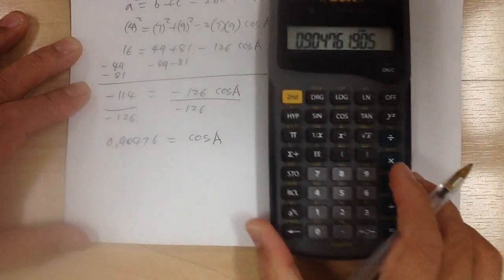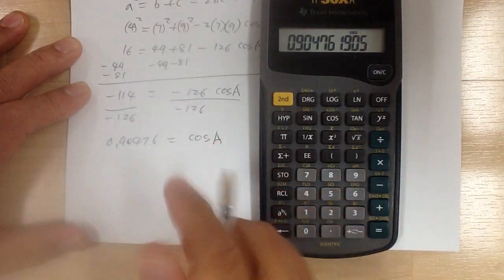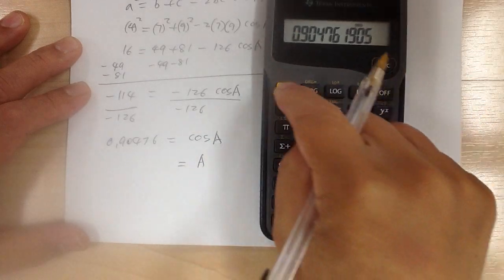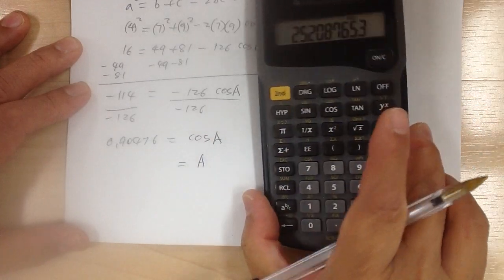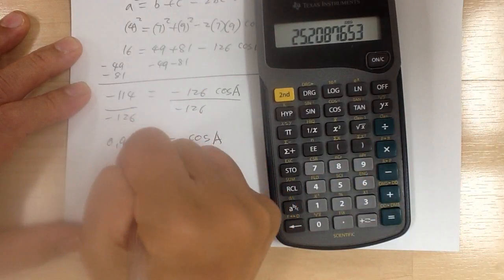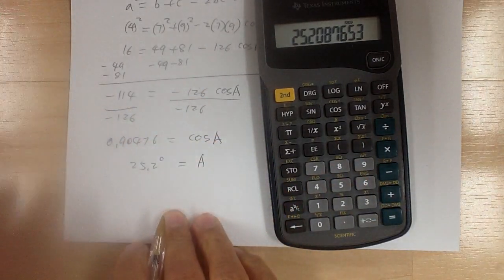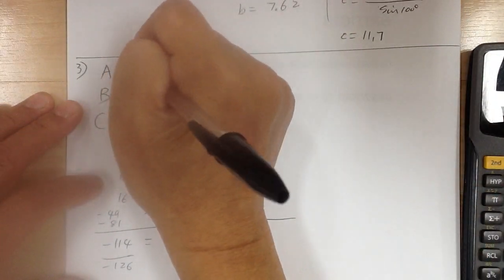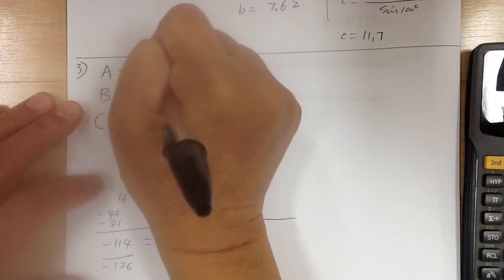And then to find the angle, you have to use the second function. So you go second cosine of that, and you get 25.2 degrees. Okay, so let's put it up here: 25.2 degrees.